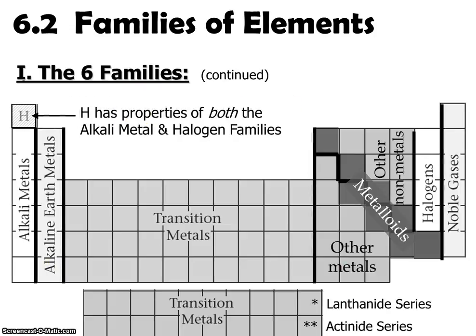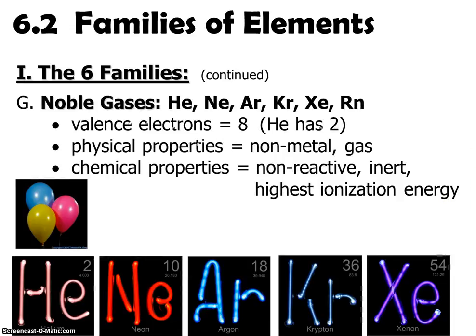Our final category is the noble gases on the right side of the table. That includes helium, neon, argon, krypton, xenon, and radon. They all have 8 valence electrons, with, of course, the exception of helium, which only has 2. Their physical properties are that they are all gases, they are all nonmetals, and chemically speaking, they are not reactive.